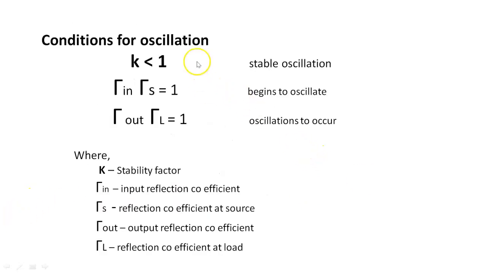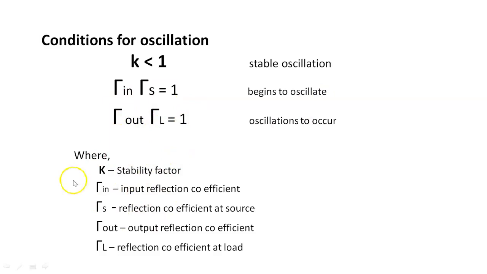Next, the conditions for oscillations. We have to maintain these 3 conditions to keep the oscillation stable. First, K less than 1, where K is the stability factor. So we have to maintain K less than 1 for a stable oscillation. The second condition, tau in into tau s equal to 1. At this condition, the oscillator begins to oscillate. The third condition, tau out into tau L is equal to 1. At this condition, the oscillations occur.